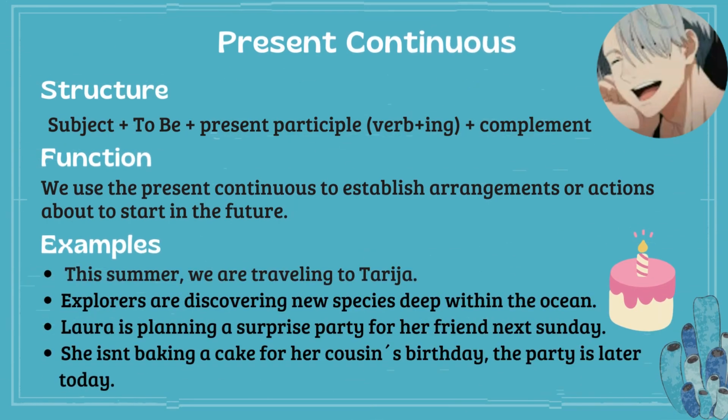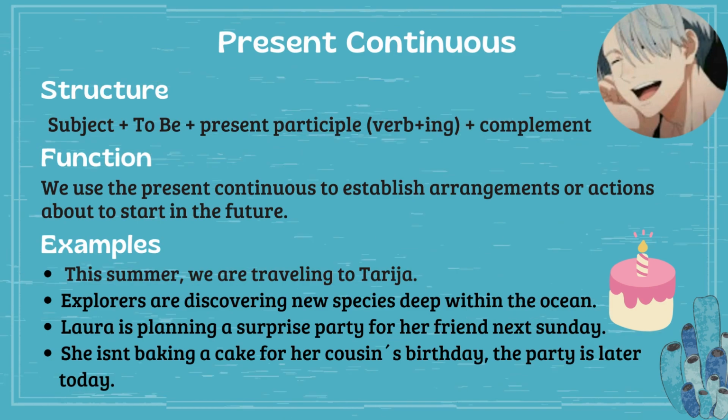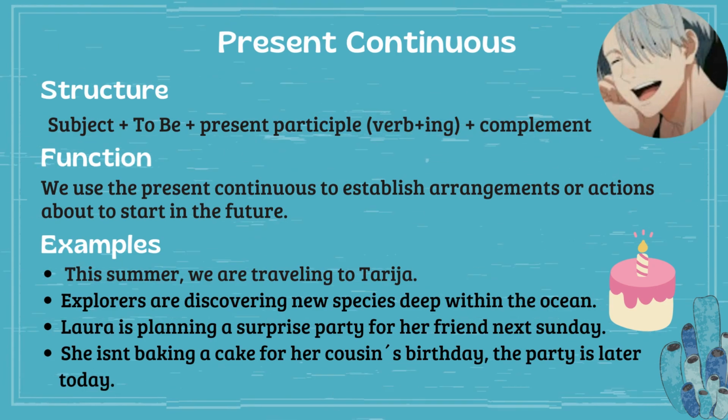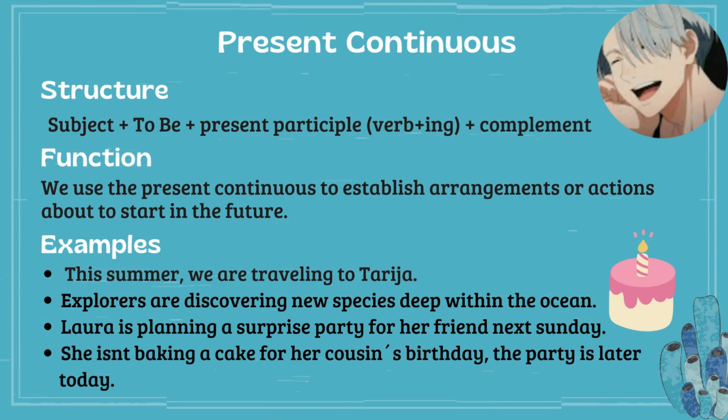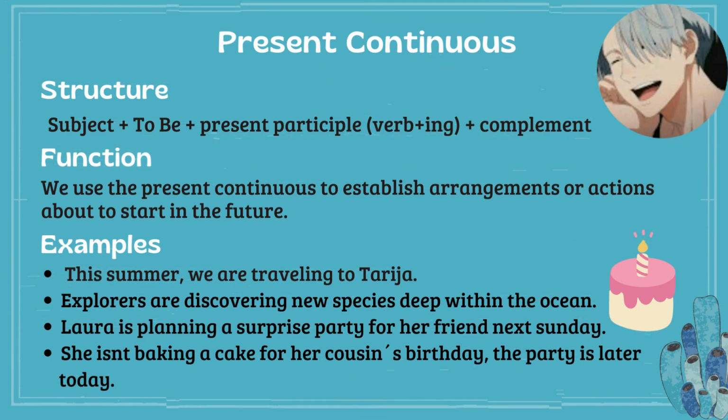Present continuous. For the structure, we use the subject plus the verb to be plus the present participle, the verb with -ing, and finally the complement. For the function, we use the present continuous to establish arrangements or actions about to start in the future. Examples: this summer we are traveling to Tarija.